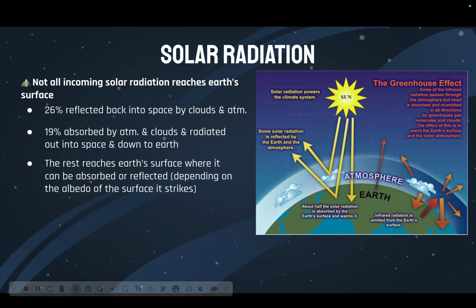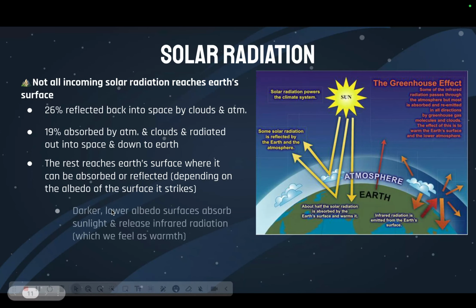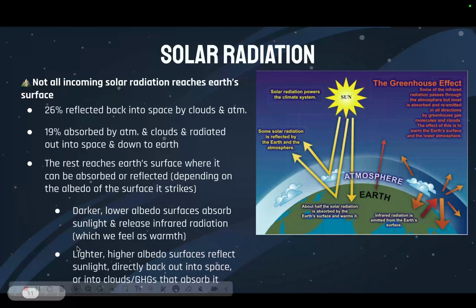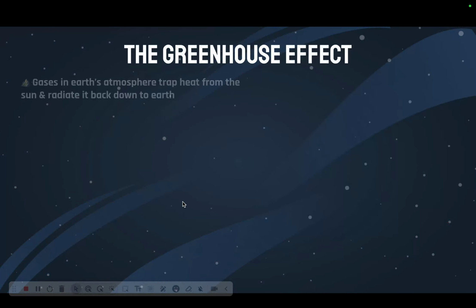And then the rest reaches Earth's surface where it can be absorbed or reflected, depending on the albedo of the surface that it strikes. So we all know about that albedo effect, but if you aren't sure or don't remember, a darker, lower albedo surface absorbs sunlight and releases infrared radiation. Okay, and we feel that radiation, like I said, as warmth. A lighter, higher albedo surface reflects sunlight directly back into space or into clouds or the greenhouse gases that actually absorb that heat.